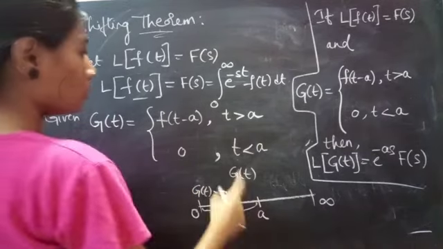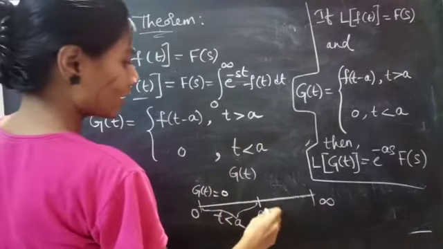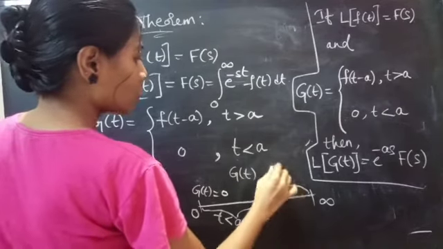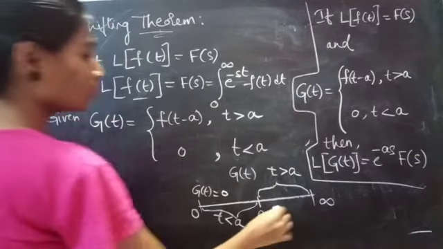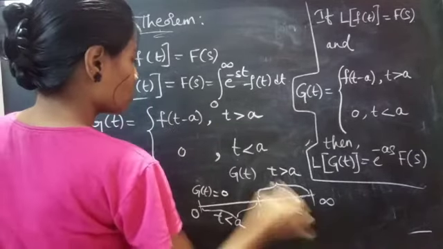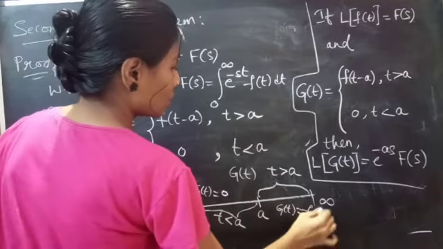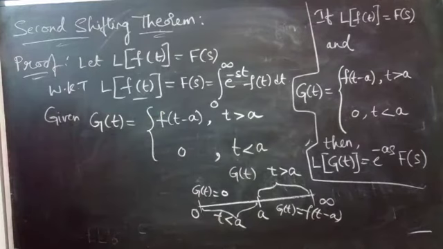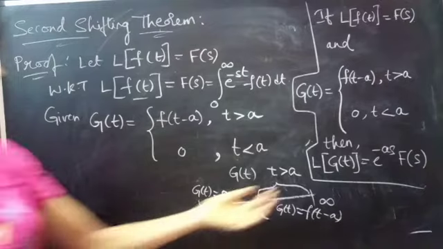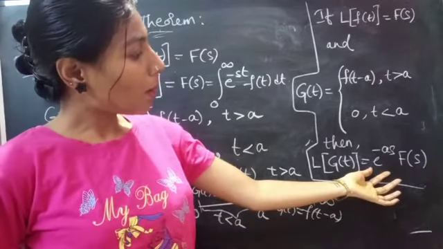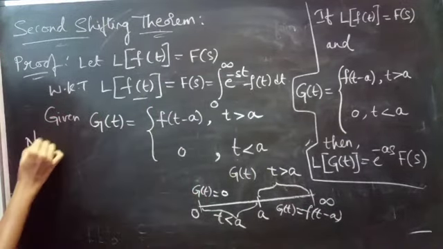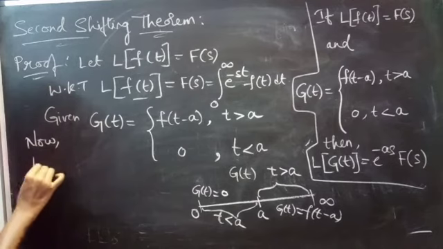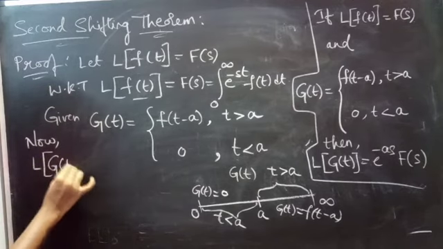When t is greater than a, on the right side of a, you have g of t equals f of t minus a. Now what we have to prove? We have to prove that L of g of t is equal to e power minus as into capital F of s. So now consider L of g of t.